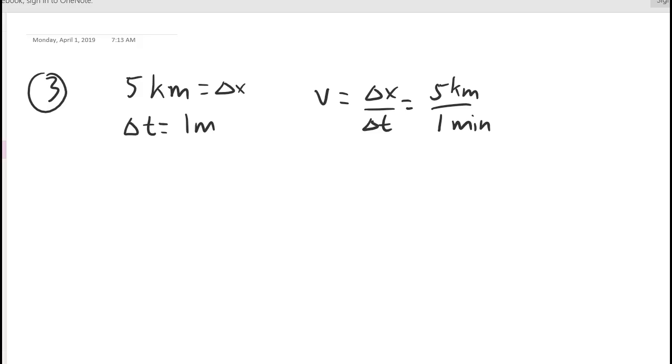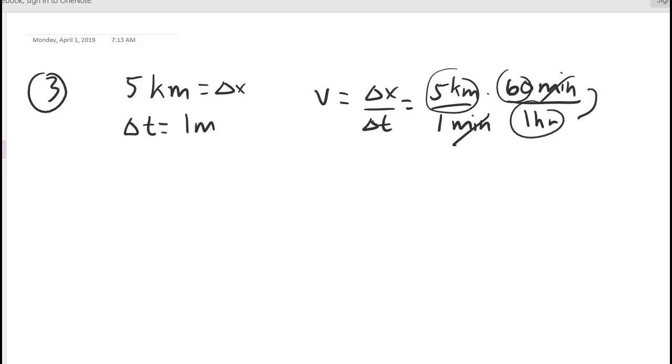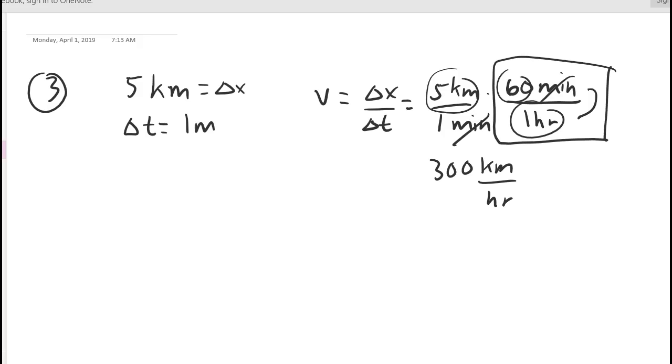We have to remember how many minutes there are in an hour. So in order to do that, we just write the conversion factor of 60 minutes divided by 1 hour, because there's 60 minutes in 1 hour. Now that would cancel out the minutes there, and then we would end up with 5 times 60 divided by 1 hour, so we would end up with 300 kilometers per hour. So the tricky one with this is using the unit conversion, 60 minutes per hour.